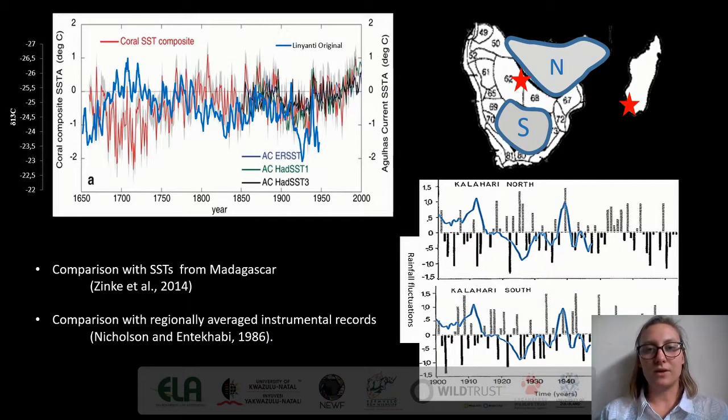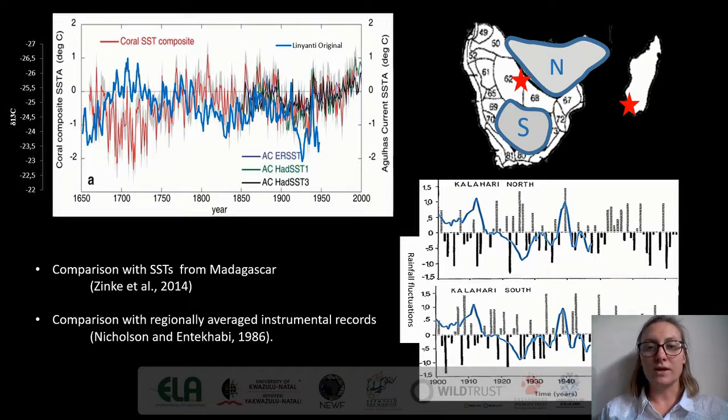To validate the rainfall record, there aren't any nearby instrumental records dating back further than 1950, but there are other environmental proxies from the southern hemisphere. The top image shows an overlay of the Linyanti rainfall record on coral sea surface temperatures reconstructed from the coast of Madagascar. And although these records are thousands of kilometers away from each other, they do show undeniable similarity.